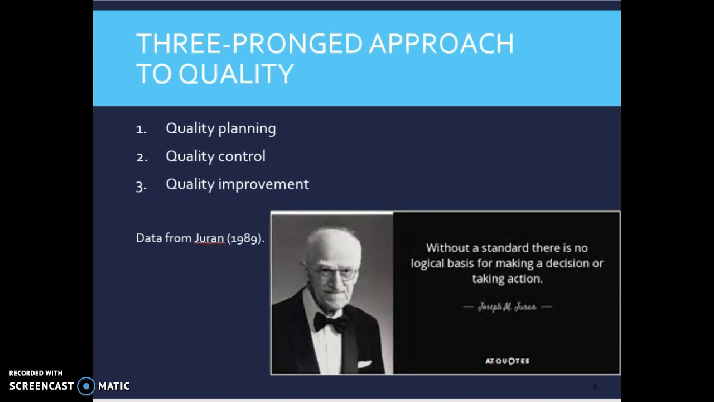Joseph Juran is one of the founding fathers of some of this quality approach in hospitals and had done work in industry before this. He focused on quality planning, quality control, and quality improvement. Planning meaning that you would be looking at the whole organization and developing plans so that every department, every area had a specific plan of how they were going to approach quality, what they were going to measure, and how they were going to evaluate it.